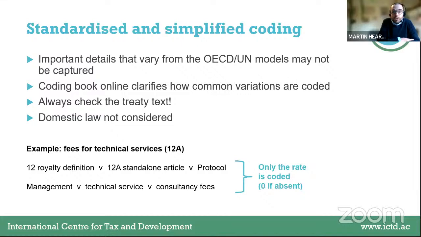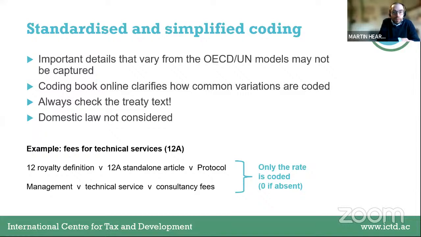And there's a coding book online which lists some of the common variations that are found and explains the decision rules that we used in that coding process. We also don't take into account domestic law at all. So, of course, we don't know whether a particular provision is relevant to a country, dependent on whether the domestic law would give it the power to tax in that situation anyway.